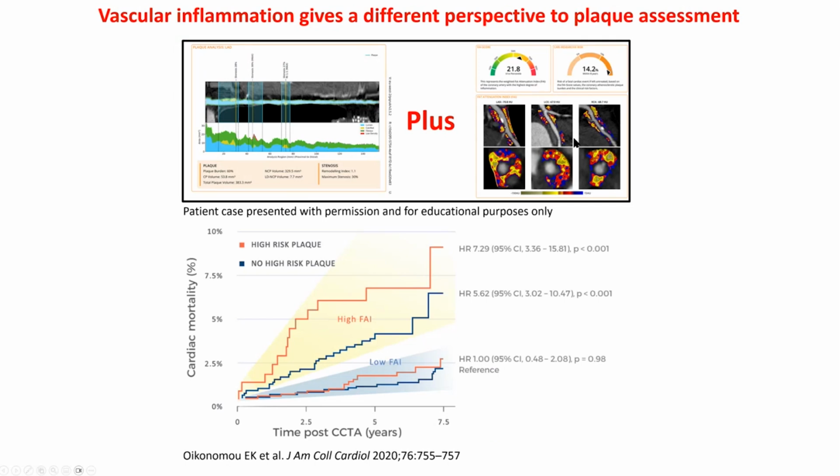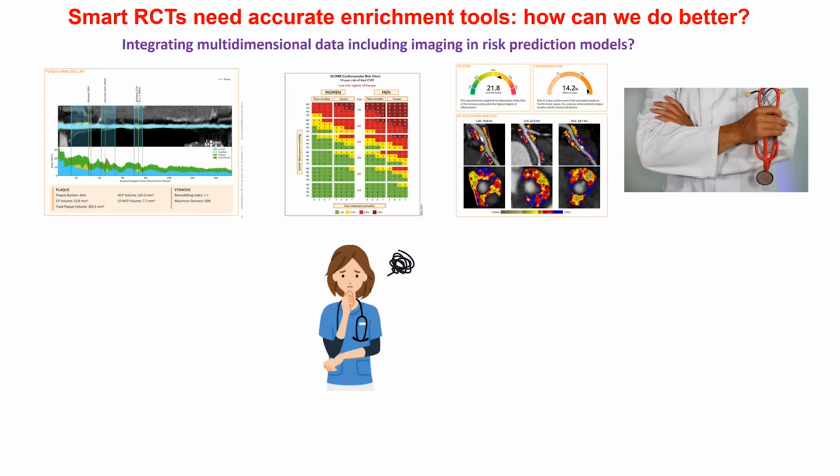Now, inflammation can be combined with the presence of high-risk plaque. And if you have both high-risk plaque and inflammation and increased fat attenuation index score, then your risk is super high. And these are patients who will give events imminently.